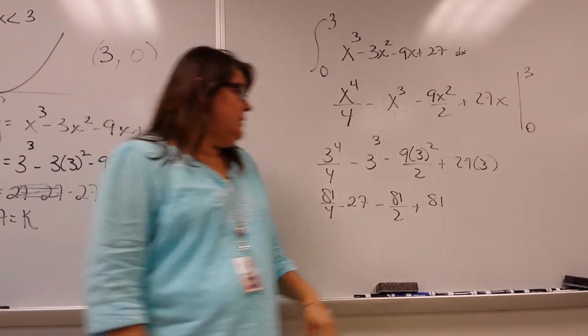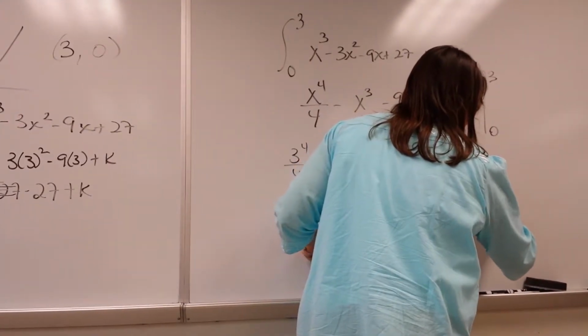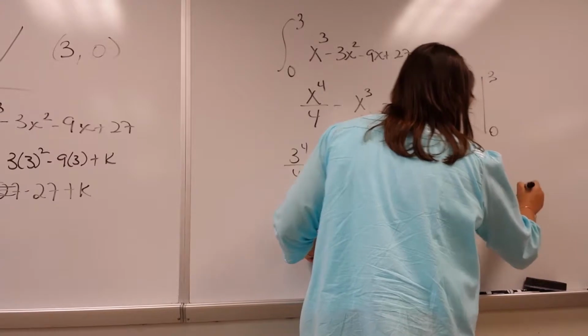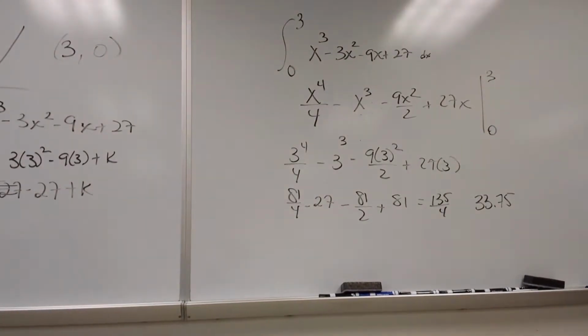135/4, also known as 33.75. There we go. Okay, are we good? Yes. Nice. I like that problem because it does a great bit of review on stuff.